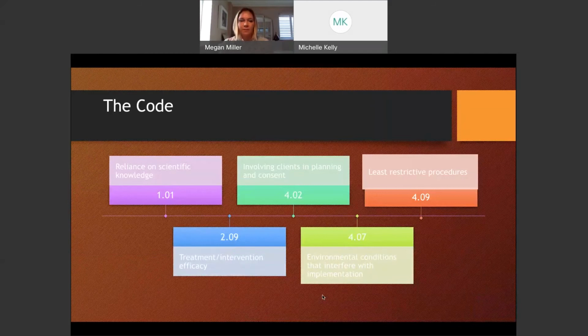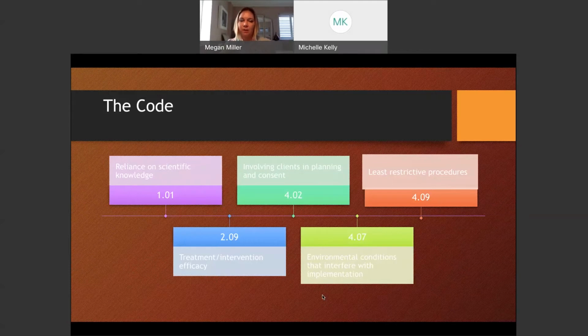If we want to look at this from our ethics code standpoint, from the current code, not the one that's coming out in 2022, these are a few of the areas that apply. So 1.01, reliance on scientific knowledge. I already mentioned that the research that's out there on extinction isn't in the context of the place where most of us work at this point. And then Dr. Hanley's research, and there's other newer research articles on differential reinforcement without extinction that have come out as well. So if we're relying on scientific knowledge, we would know that we don't need to be using extinction procedures.